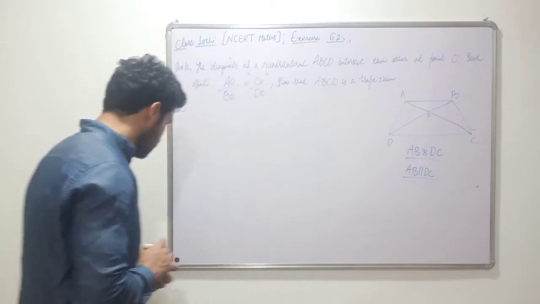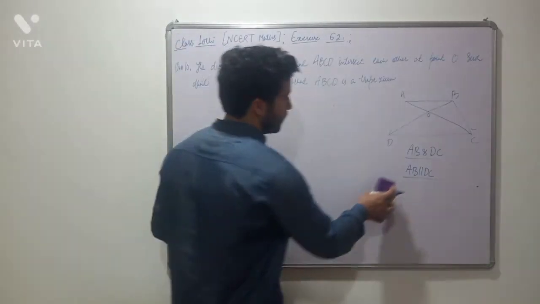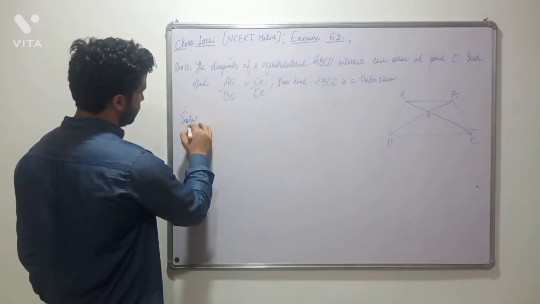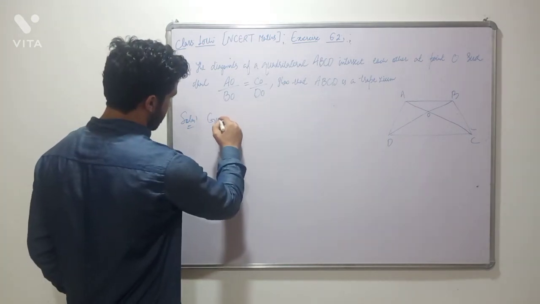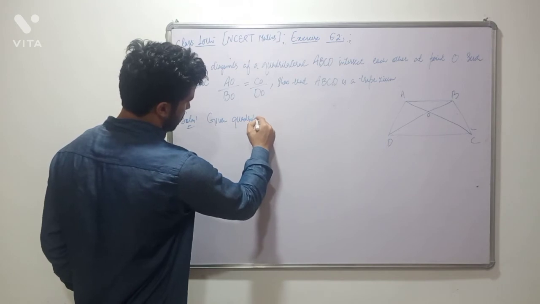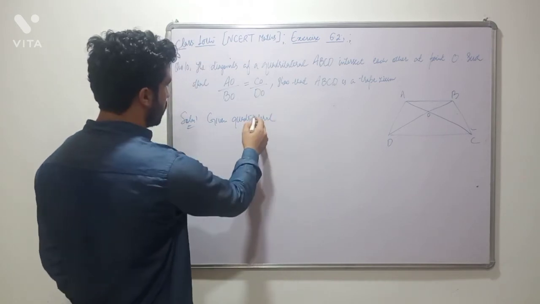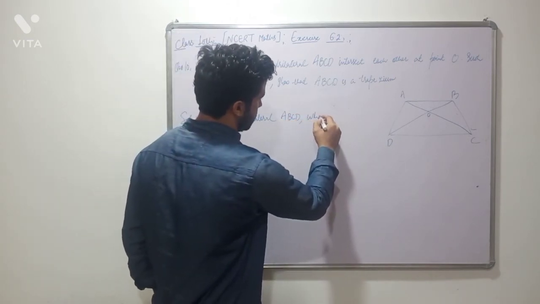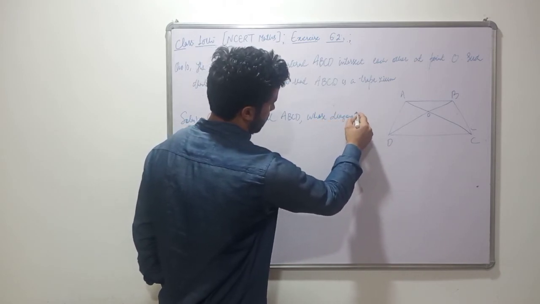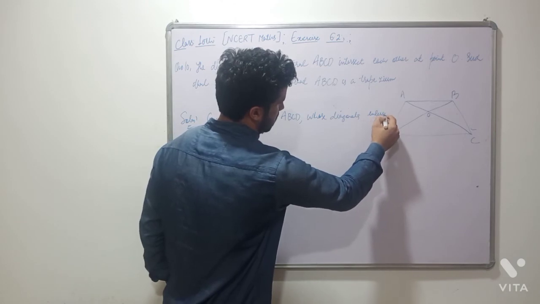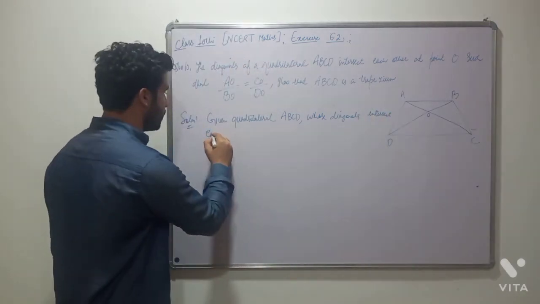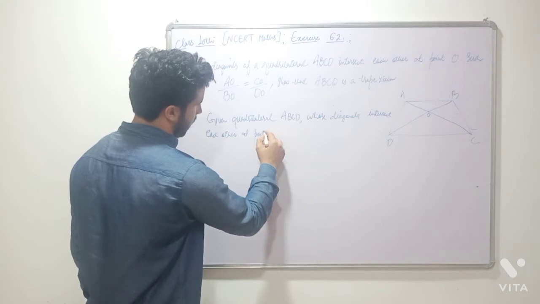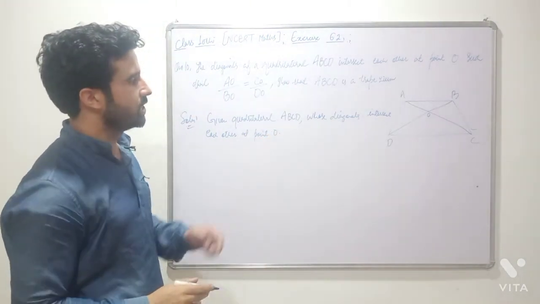ठीक है, अब देखिए कैसे प्रूव करेंगे इसको. ये काफ़ी सिंपल है, इसमें कुछ खास बात तो नहीं है. देखिए हम सॉल्यूशन में लिखेंगे, we will consider the solution. हम लिखेंगे given quadrilateral ABCD whose diagonals intersect each other at point O. Okay, because this is given, the diagonals intersect each other at point O.